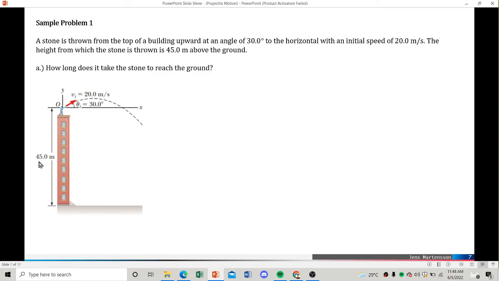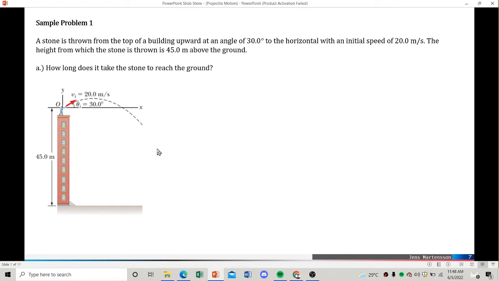Here, we have this illustration. We have this ball here, positioned 45 meters above the ground, at the top of the building. That is 45 meters. Let us say that our coordinate system points from where it is thrown. So we have y and x here. It is thrown at a velocity of 20 meters per second at an angle of 30 degrees. So this is the illustration that we made.